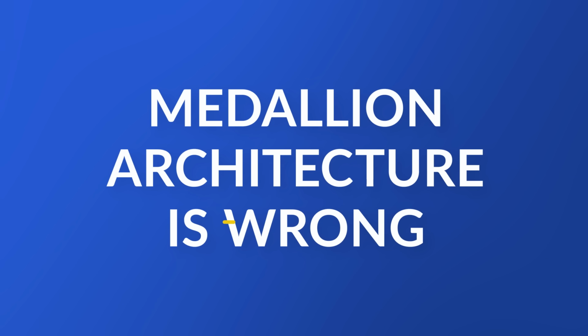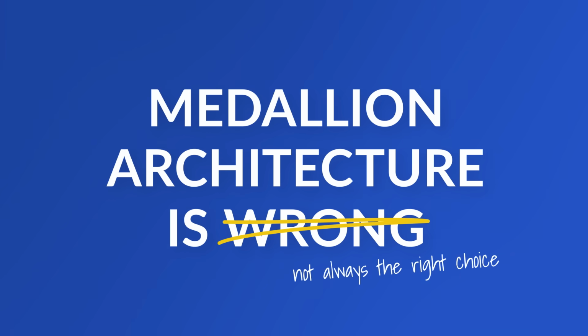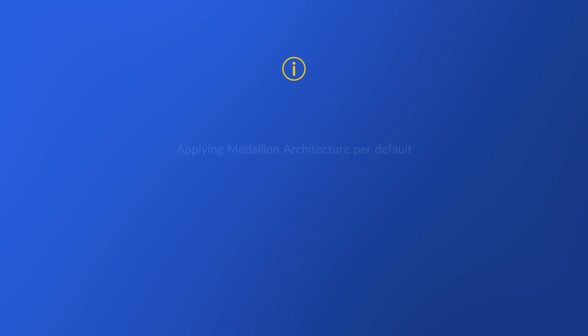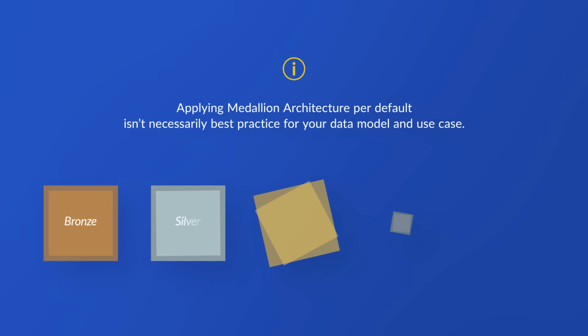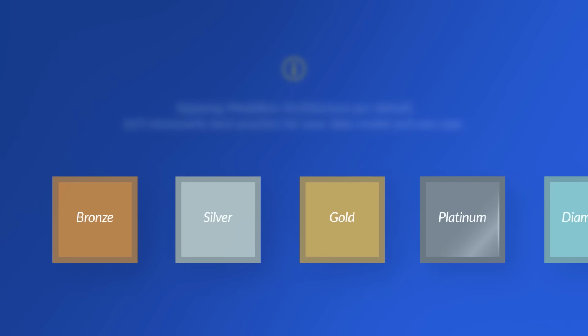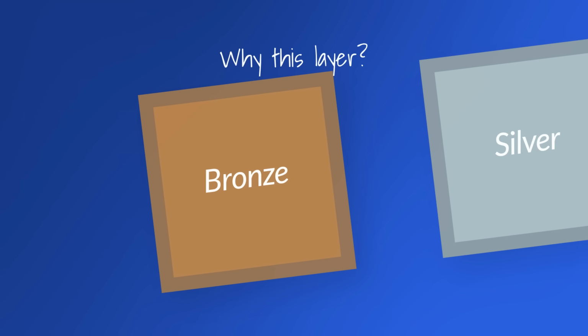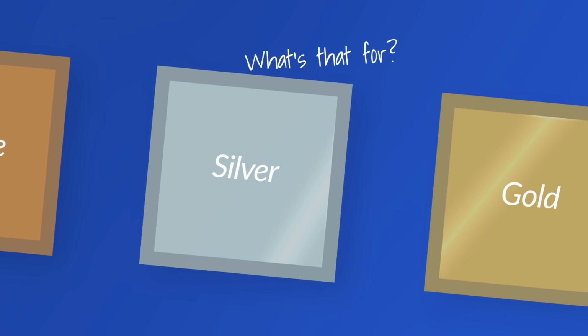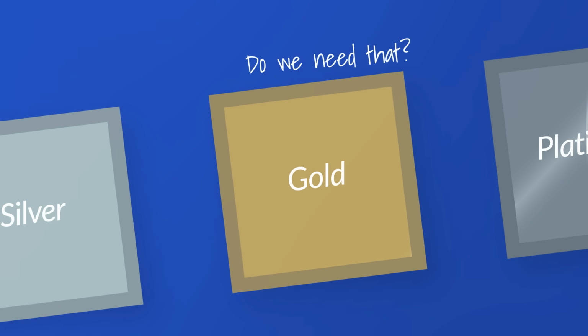Now, before everybody starts attacking me, I'm not telling you medallion is wrong. It is not wrong. But just applying it automatically, I think that's where we're overbuilding, where you're over-architecting that solution. Architecture isn't about just adding layers, diamond, silver, platinum, gold, whatever it is. It's about deciding why those layers exist. Why do we need those layers? And in a lot of projects, we just skip that part.